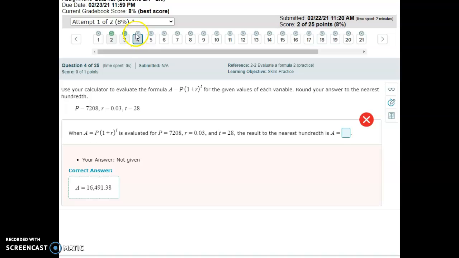But if they have a gray circle, that means I skipped it. So it will show me that my answer was blank, and then it shows the correct answer. If it had a red X, it would show me my answer here, and then it'll say your answer, and then it'll show me the correct answer.